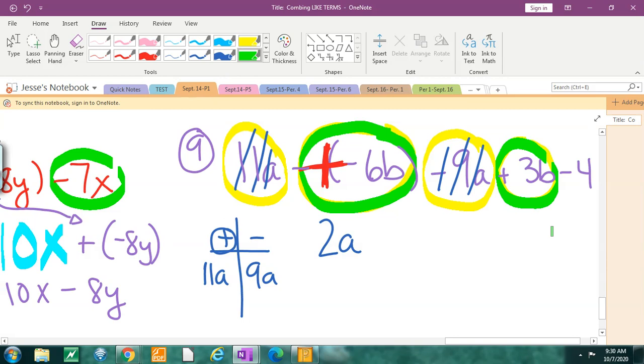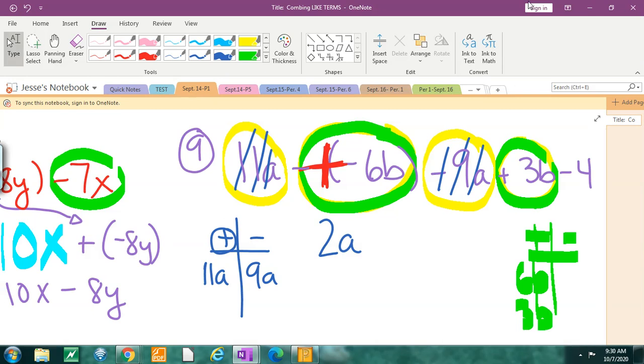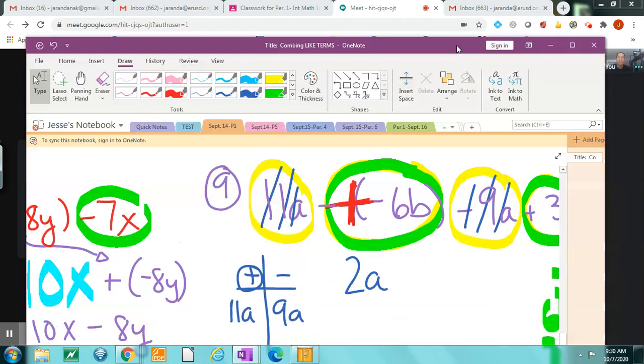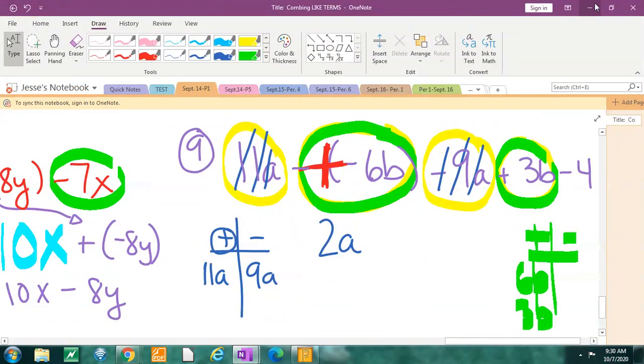So here we have 6B plus 3B. So what's my answer there? If they're all on the B side, positive side. Let's see, who can I pick? Jade. How many B's? 9b. So I'm going to put plus 9B.